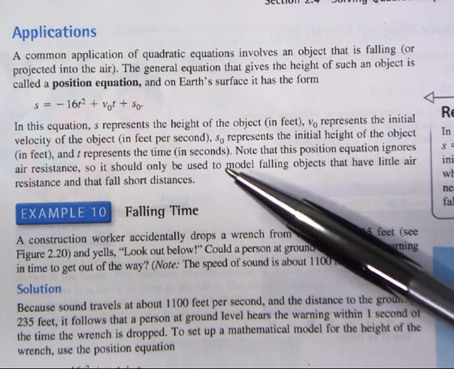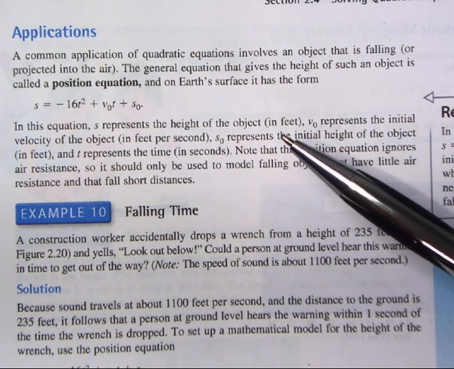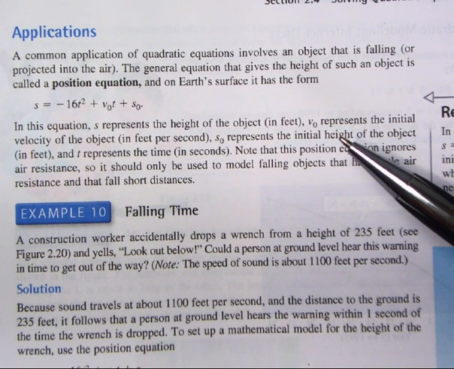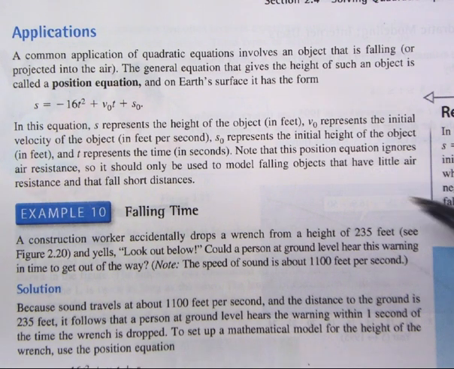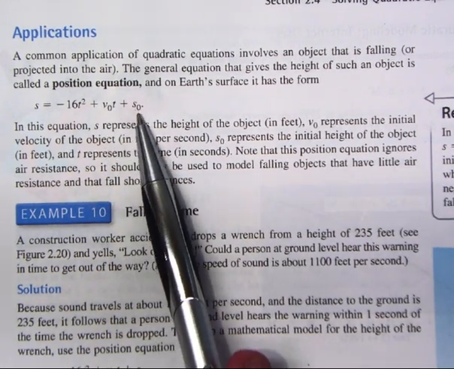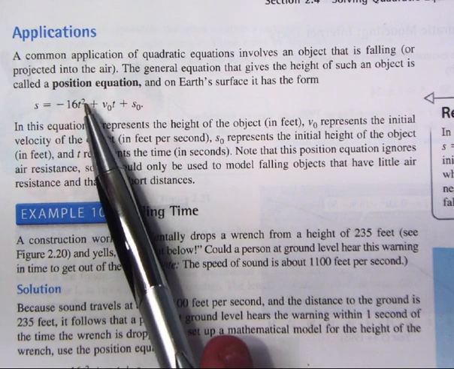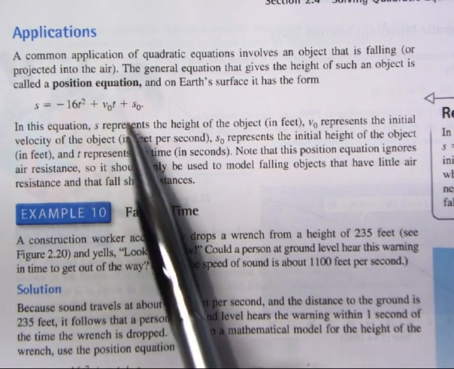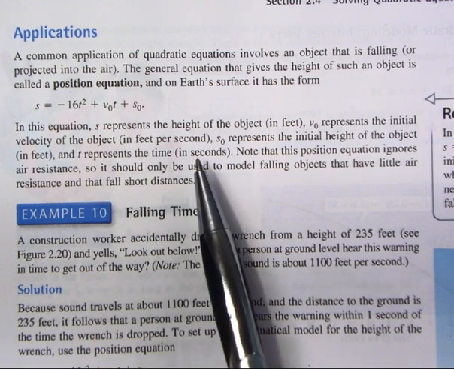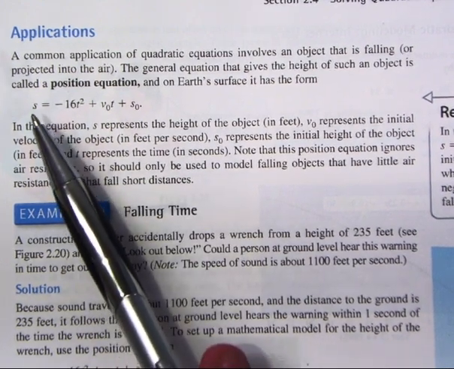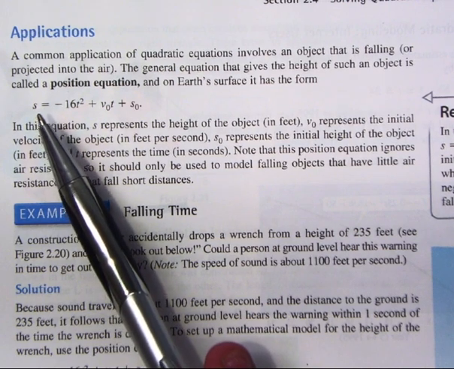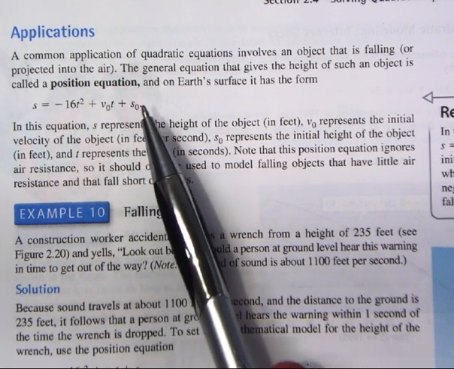S naught represents the initial height of the object. Again, the problem will tell that to you. It'll say, the thing was dropped from a height of 500 feet, or a ball was thrown in the air and it was released at a height of 5 feet. So the problem will always tell you V naught and S naught. Okay. T is the amount of time in seconds that the thing has been dropped for. It tells you that right here. T is time in seconds. And then S is the final height at that number of seconds. So that's the difference between S naught and S.